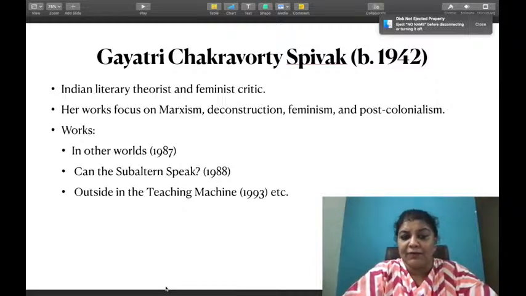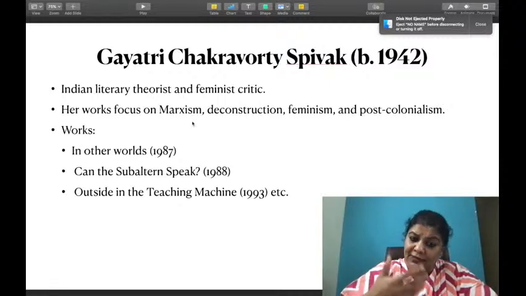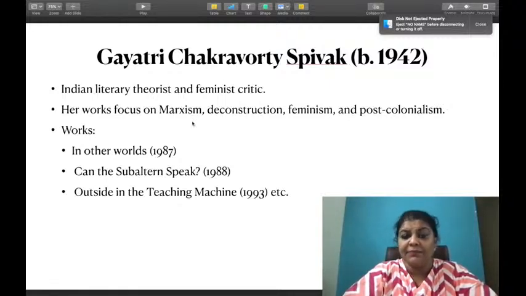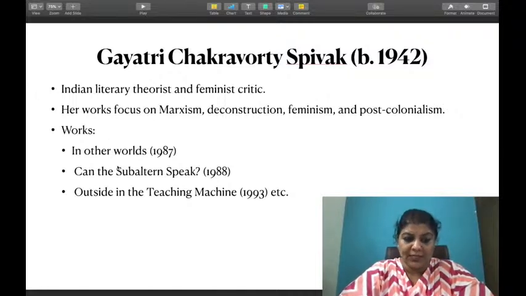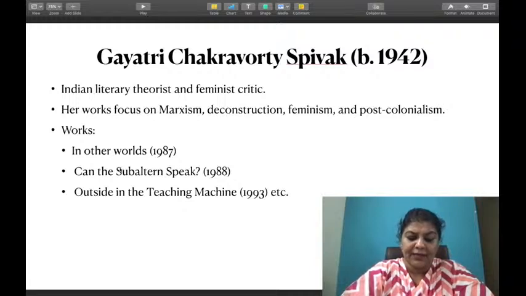Gayatri Chakravarti Spivak was an Indian literary theorist and feminist critic. As all of us know, she was a critic based on Marxism, deconstruction and post-structuralism, feminism, then post-colonialism. In all these realms, we have Gayatri Spivak's writings. In Other Worlds is a very famous book. Can the Subaltern Speak? Outside the Teaching Machine. These are all very important books of Gayatri Spivak pertaining to feminism and post-colonialism.